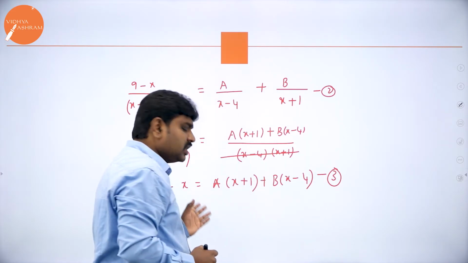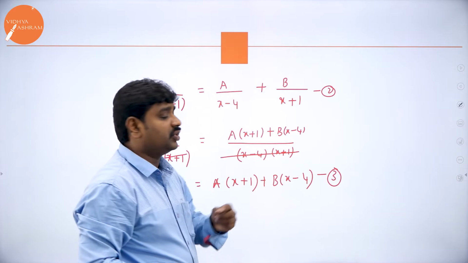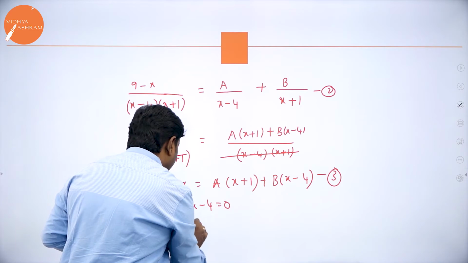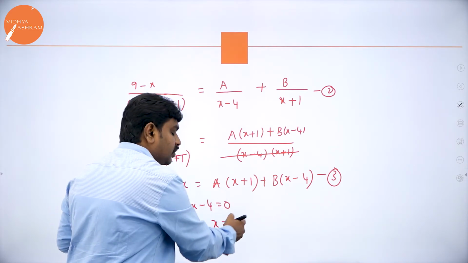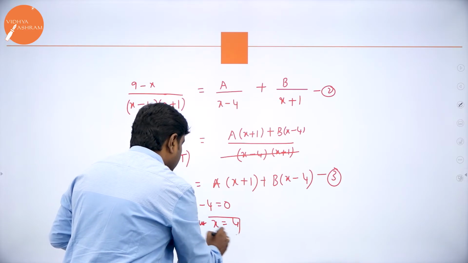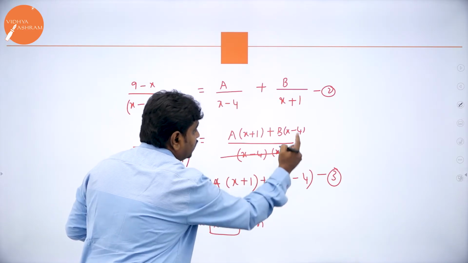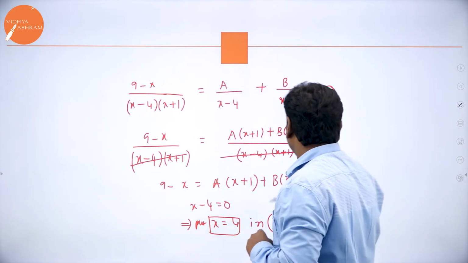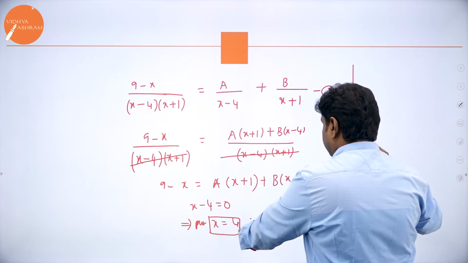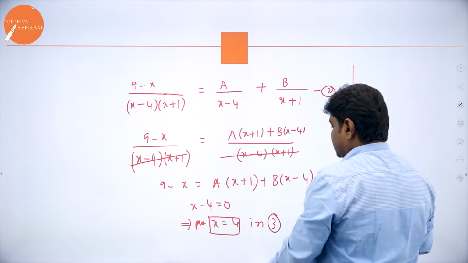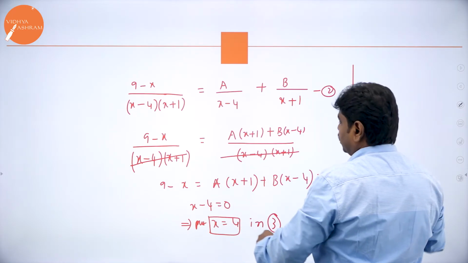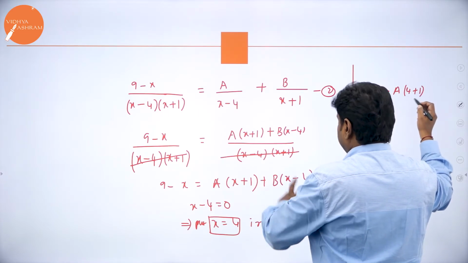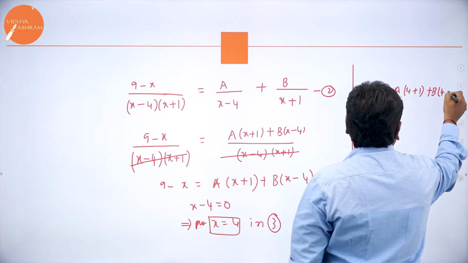Now in this, at a time equate one factor to 0. What is the first factor? x minus 4, equate it to 0. If I equate x minus 4 to 0, what is the x value? That implies x is equal to 4. So put x is equal to 4 in equation 3. When you put x is equal to 4 in equation 3, in the place of x put 4. 9 minus x, what is the x value? 4. 9 minus 4 is equal to a into 4 plus 1 plus b into 4 minus 4.